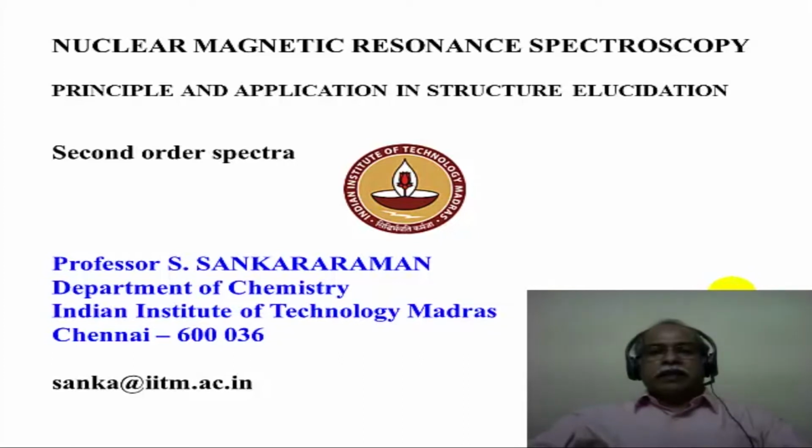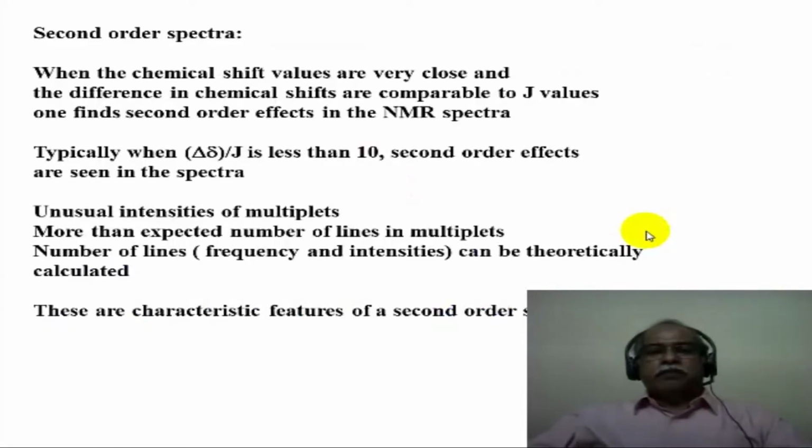It's not always the case that the extraction of delta value and J value in a straightforward manner from the spectrum is possible, especially when a complex second order spectrum is presented. Now let us consider what constitutes a second order spectrum. Consider two spins HA and HB. If the chemical shift values of these two spins are very close together, such that the difference in the chemical shift values is comparable to the J value, one finds second order effects in the NMR spectrum.